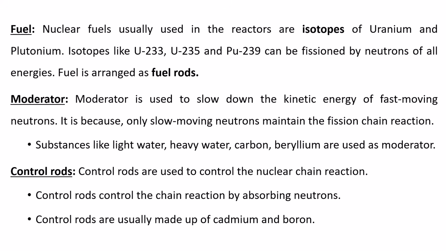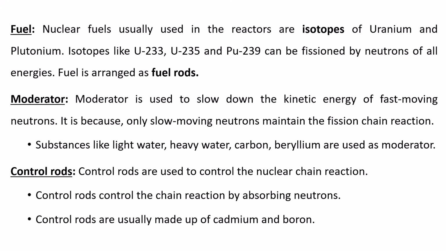Moderator is used to slow down the kinetic energy of fast moving neutrons. It is because only slow moving neutrons maintain the fission chain reaction. Substances like light water, heavy water, carbon, beryllium are used as moderator.